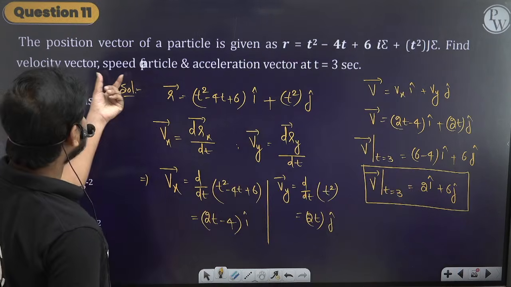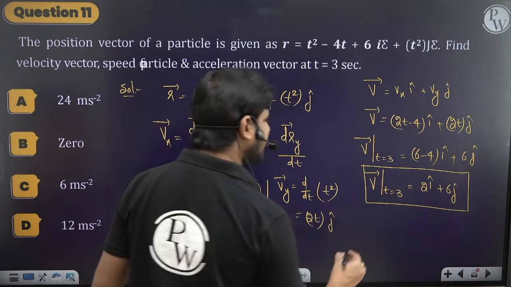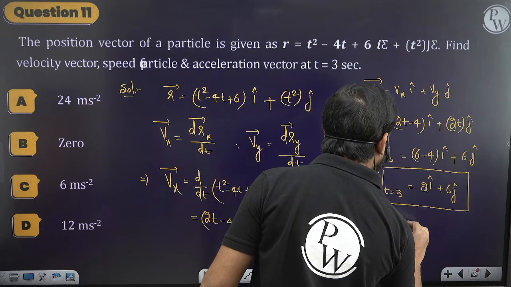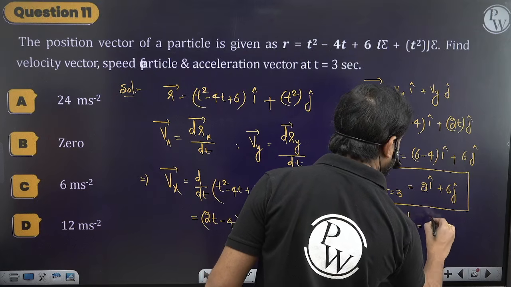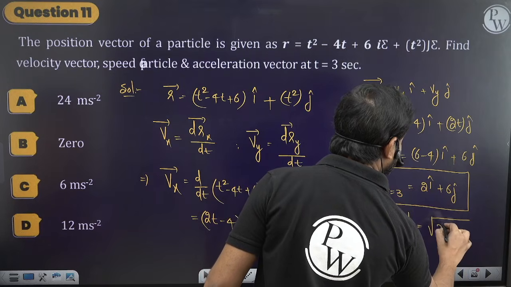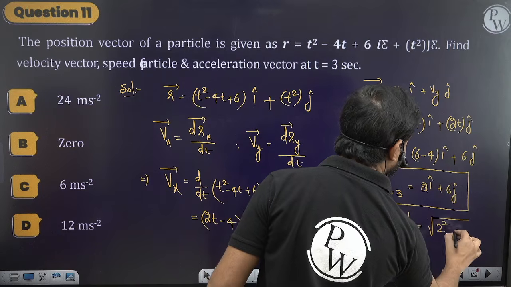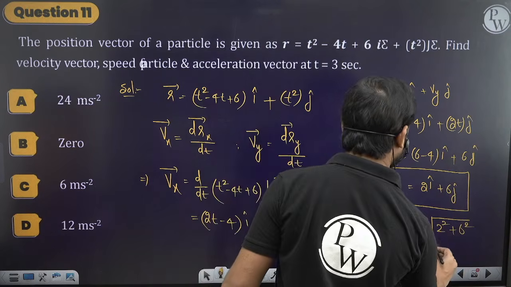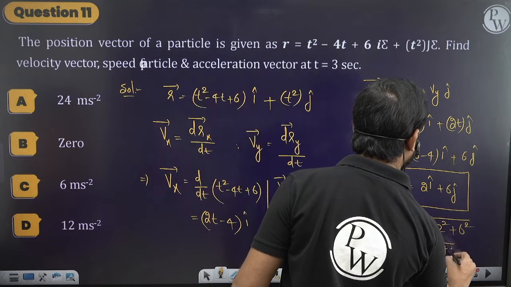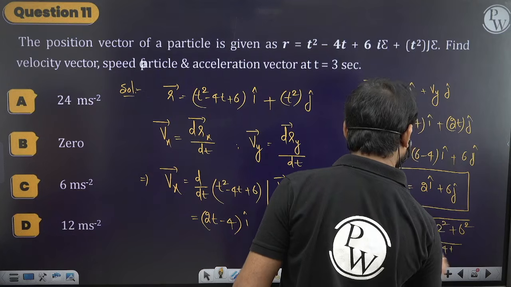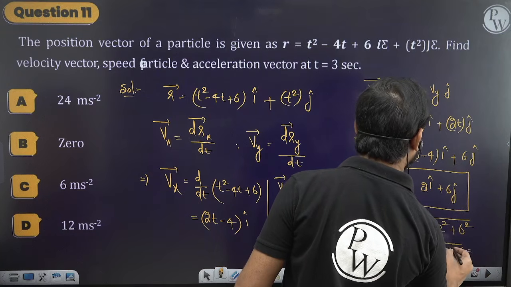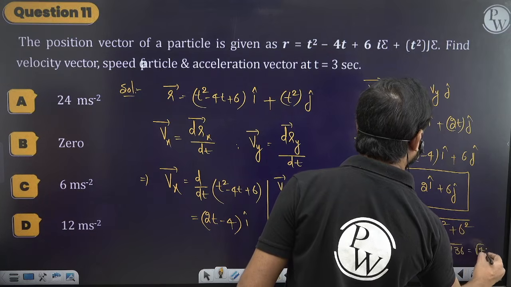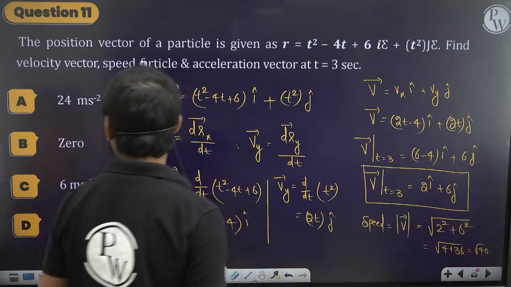Then they are asking us the speed of the particle. Speed is nothing but the magnitude of velocity. The magnitude formula is the square root of the squares of the I cap and j cap coefficients, 2 square plus 6 square, which is 4 plus 36, which is root 40. This is the speed, right?